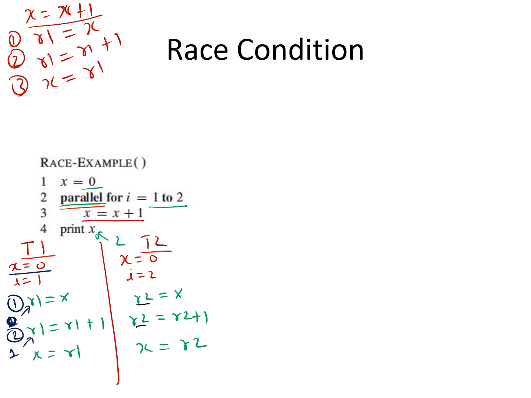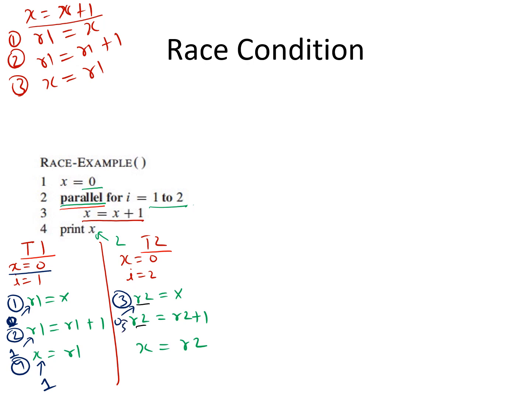Now before this T1 could update the value of x, this T2 comes and starts reading. As a third step, we execute r2 = x. Now x has not been updated, so x still has the value of 0. So here we will get a value of 0 in r2. Next, let's say you execute x = r1. So now x is overwritten with value 1 because r1 was 1.